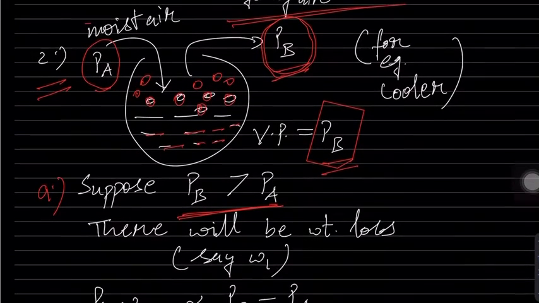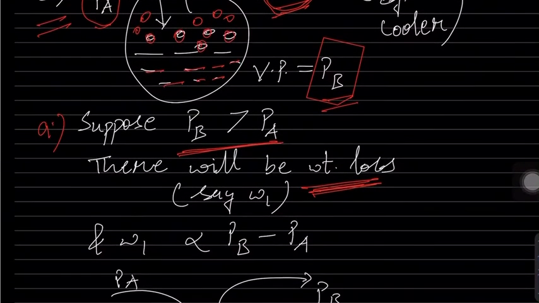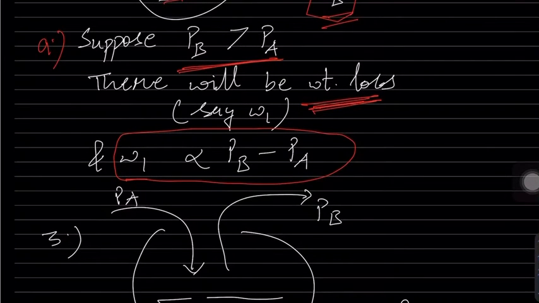PB greater than PA means there will be a weight loss, and that weight loss will be directly proportional to the net pressure. We have studied already that the net pressure is directly proportional to the weight. Let us say W1 is the weight loss. So W1 is proportional to PB minus PA, because weight is positive. Don't write PA minus PB, because it is negative and weight is positive. So we cannot write it like this, okay?